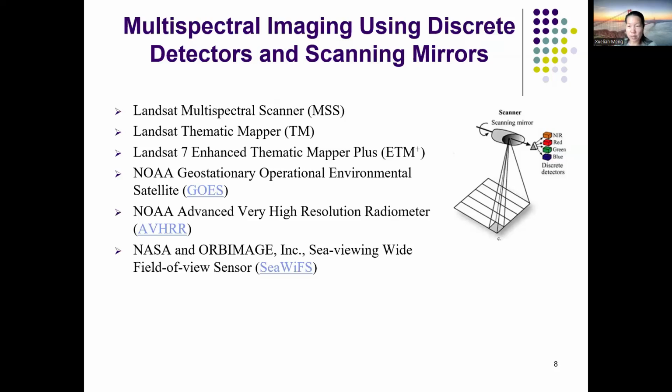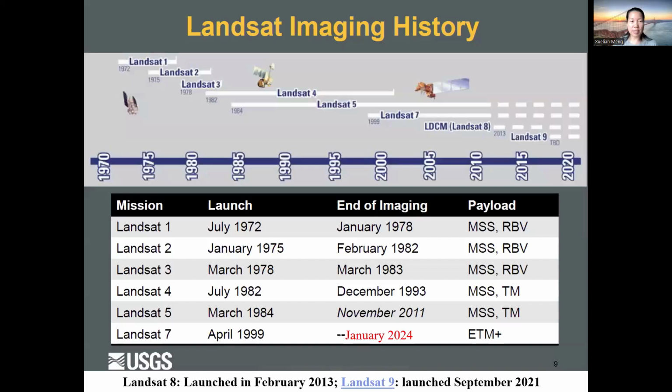First is multispectral imaging. Multispectral imaging using discrete detectors and scanning motions. So basically, this is where the satellite is flying from these directions. The camera has a scanning mirror to rotate the sensor so that it scans left and right. So this is the scanning mirror motion. Landsat MSS, TM, ETM, GOES, AVHRR, and CZCS are the representatives in this category.